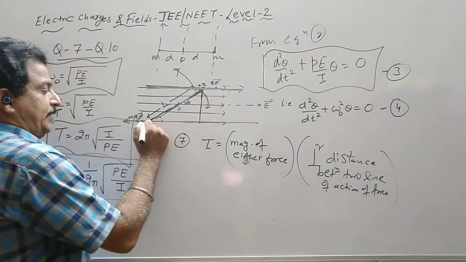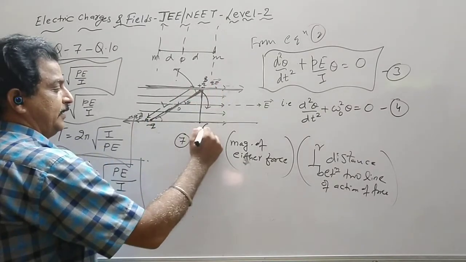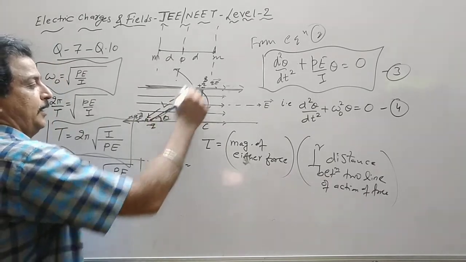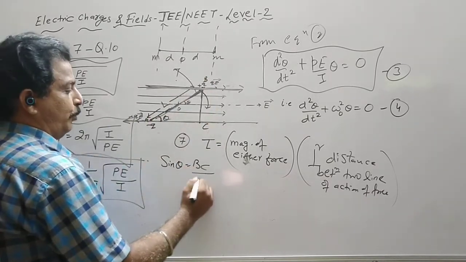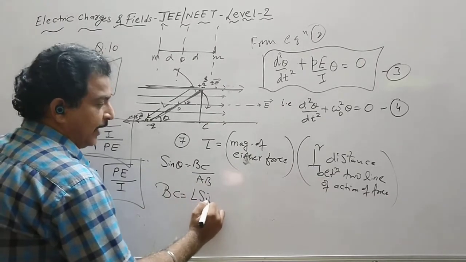Let us name these points A, B and C. So sine theta can be written as BC upon AB. So BC is equal to L sine theta.